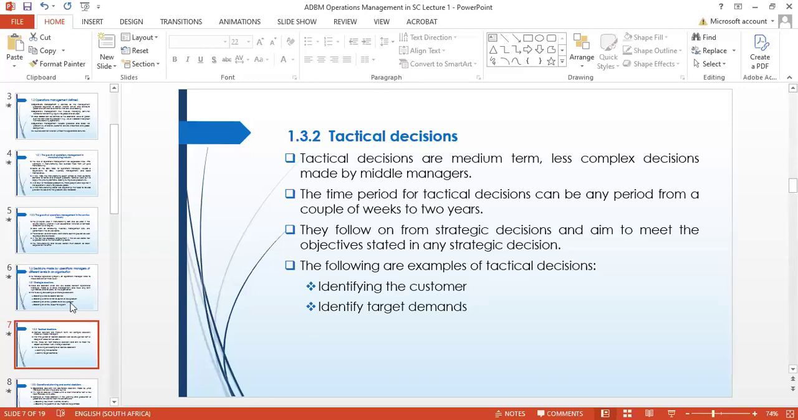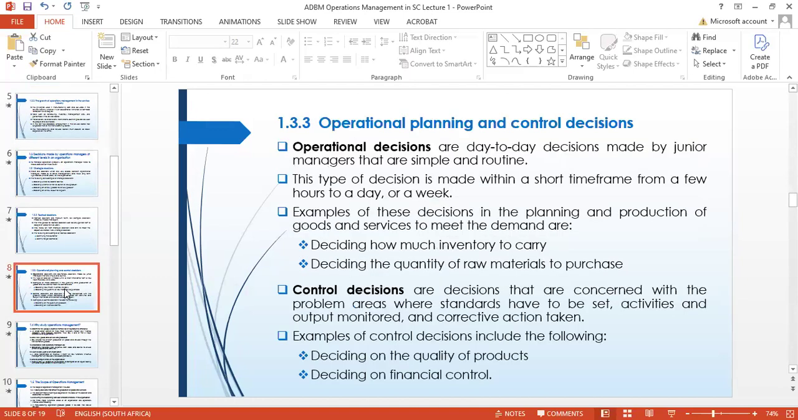Okay. From the tactical decisions, we have the lower level, which is the operational planning and control decisions. Now, there are two you can see here. We have the operational planning, and then we have control. They are all at what? At the lower level. So when you're looking at the operational decisions, we're talking of the day-to-day decisions that are made by low-level managers or the junior managers in the organization. They are very simple. They are repetitive. They can make them on a daily basis.